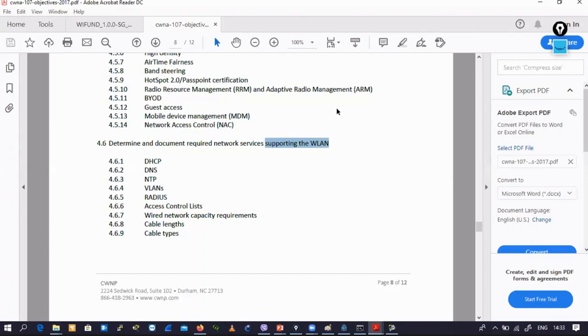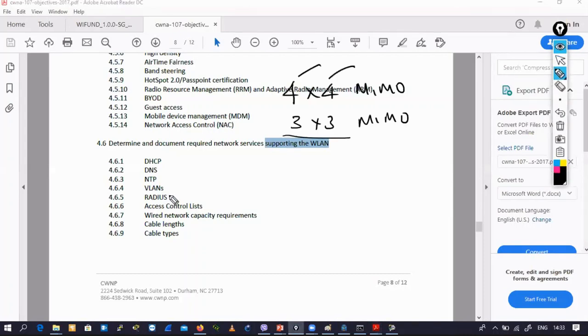Now you have an option. The CWNA is going to teach you. You still have an option for RADIUS.